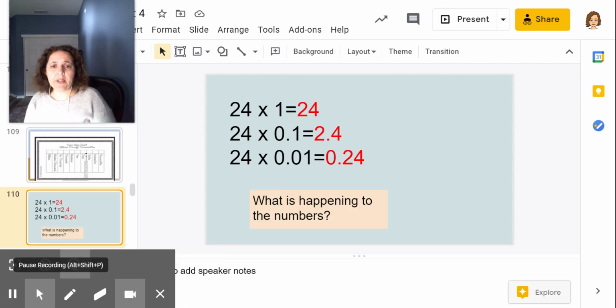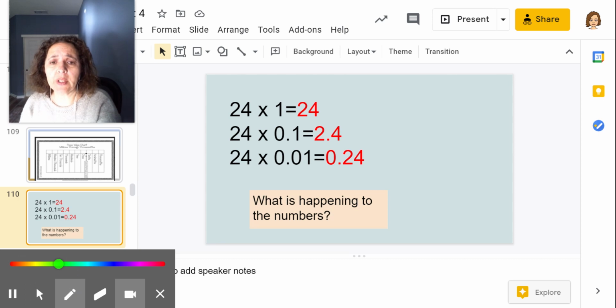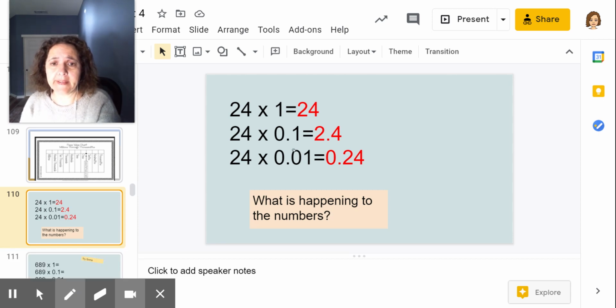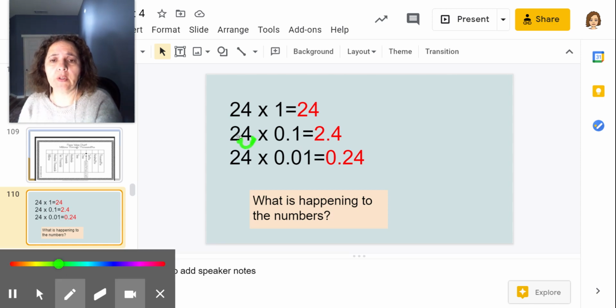So what's happening to the numbers? They're decreasing. Hopefully you said they're decreasing. So let me show you a shortcut, okay? 24 times 1 is just simply 24, right? I noticed 24 times 1/10 moved over one place. So this is what you can do. You can add your decimal at the end of the number. You see one shift here, so you're just going to move it over one shift. And notice what you get. Do you get 2.4? Yep.